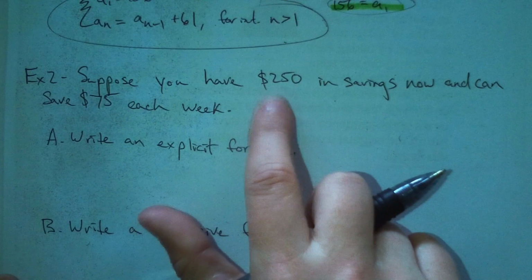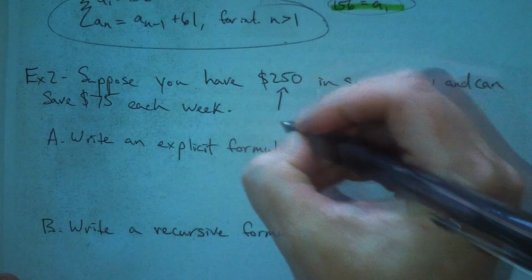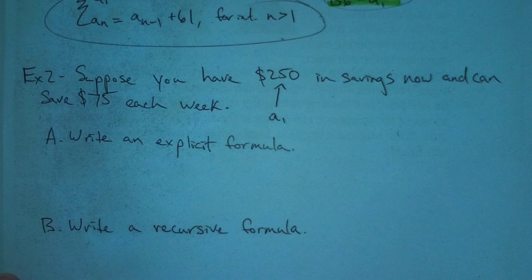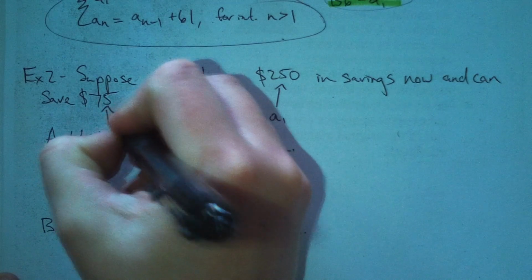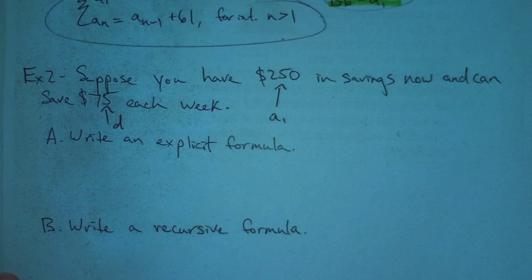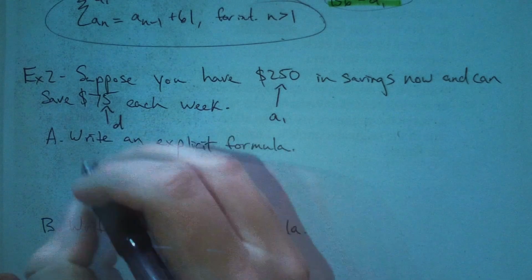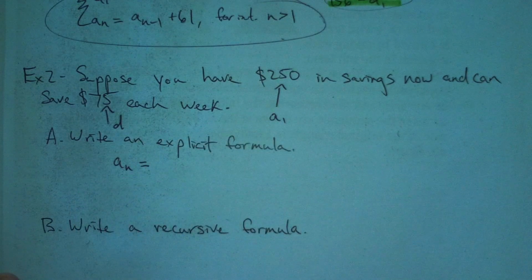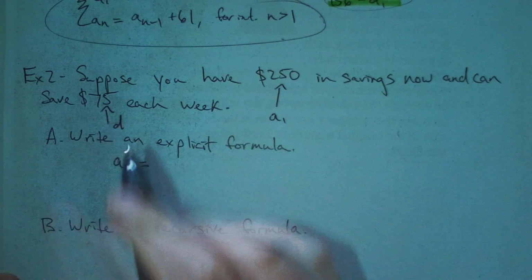So our a sub 1 would be our first term, so the 250. A sub n would be our previous term, so a sub n minus 1, plus our constant difference, there's the 75, and it's positive 75, so plus 75. And then again, that would be for integers, and you could write it as n greater than 1 or n greater than or equal to 2. Either way is fine.